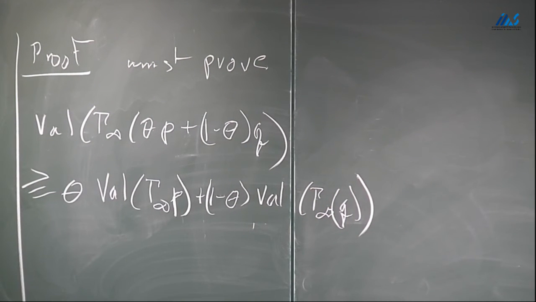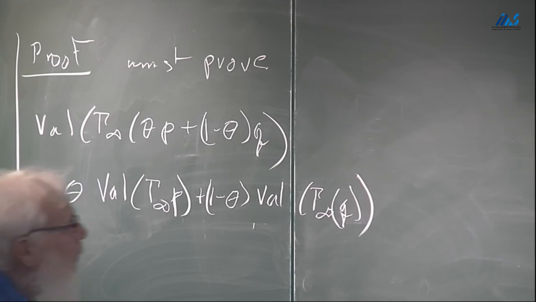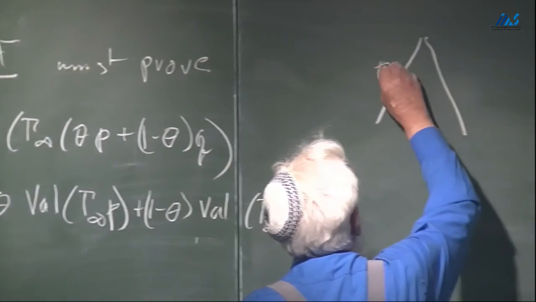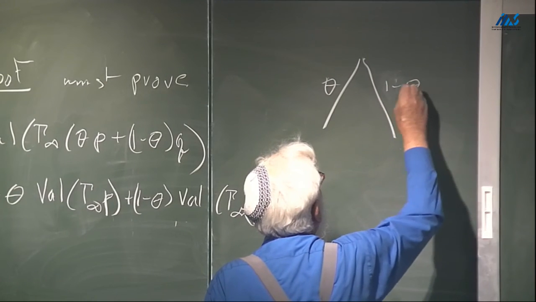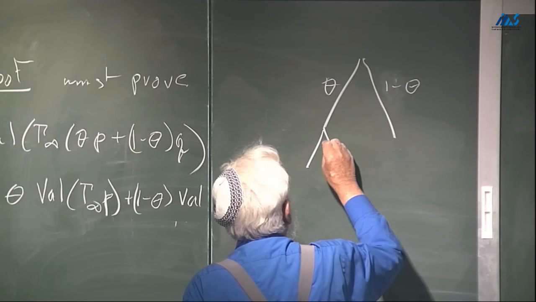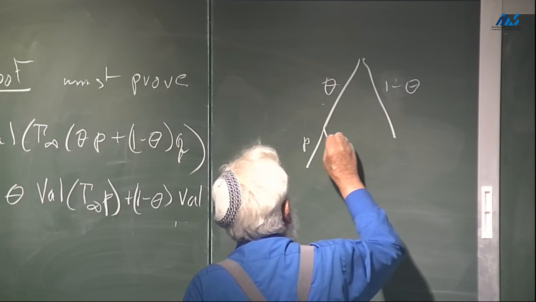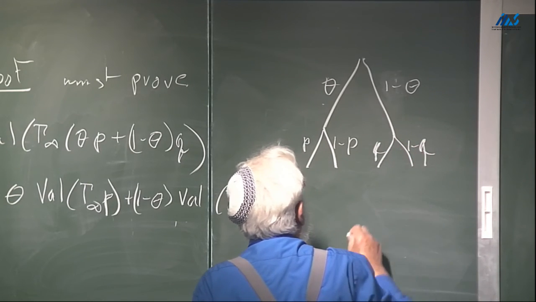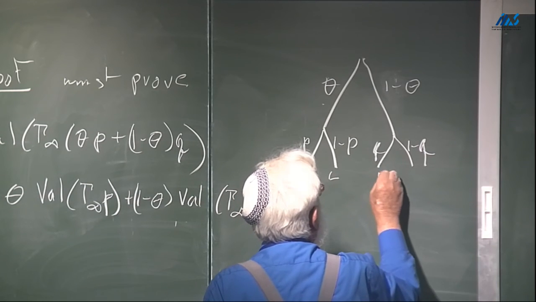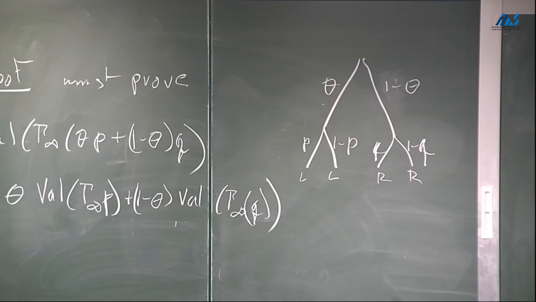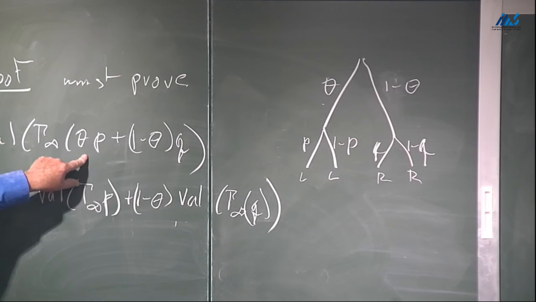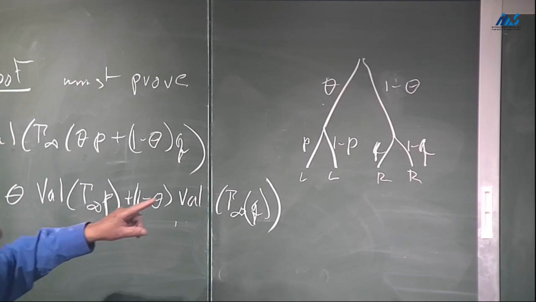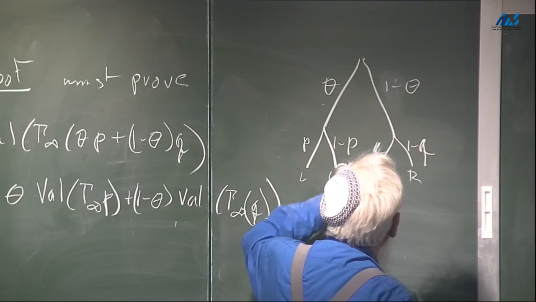That is concavity, and this follows from this picture. First, nature chooses left or right with probability theta, 1 minus theta, and then if it chooses left, then it chooses left or right with probability p, 1 minus p. On the other side, it chooses q, 1 minus q. Okay? And then in this case it's left, and in this case it's right. All right? Now the top line is, but player one, the informed player, is informed of both choices. The top line here is if player two is informed of neither choice, then you get theta p plus 1 minus theta q. Okay?